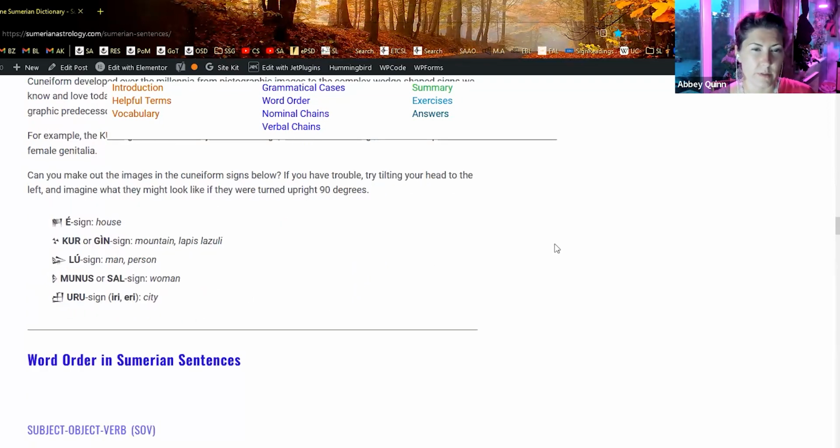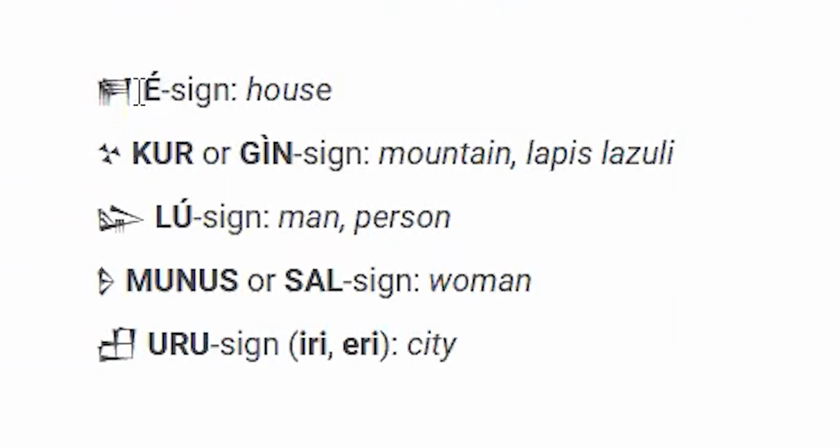So can you make out the images in the cuneiform signs below? If you have any trouble, again, tilt your head to the left. This one doesn't really look like a little house to me, not anymore. This does look like a little mountain. I think so. Yes, sort of the little guy. We can see the Munus sign here. And then the Uru sign, which is the sign for a city. Looks like some little blocks, little city blocks.